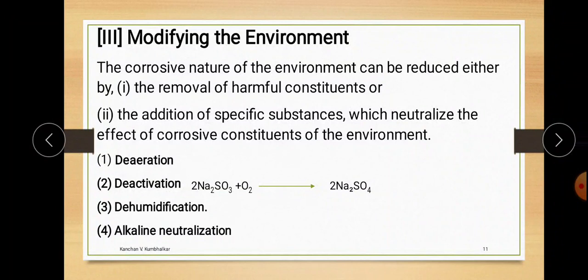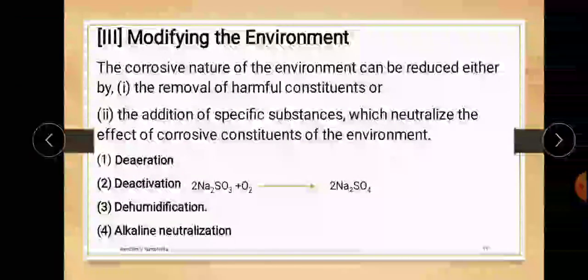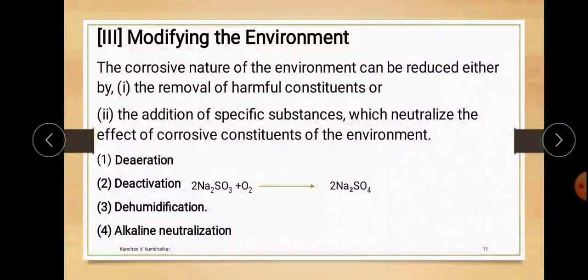Deactivation, the second point. It involves the addition of chemicals which are capable of combining rapidly with oxygen in aqueous solution, for example sodium sulfite. When sodium sulfite is added, it absorbs the oxygen and removes the free oxygen, due to which the corrosion by means of oxygen, the rate of corrosion, is reduced. The third one is dehumidification, meaning water content in a condition.